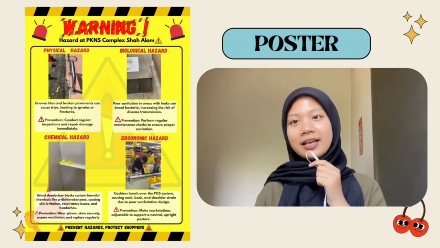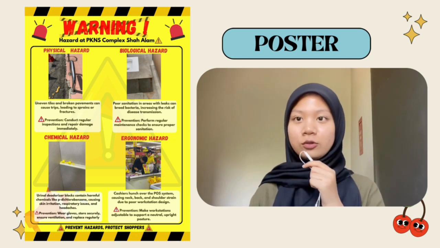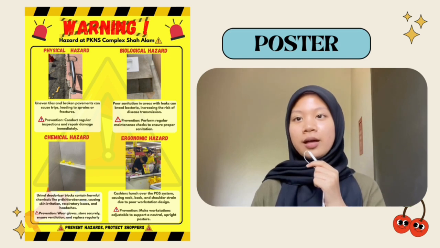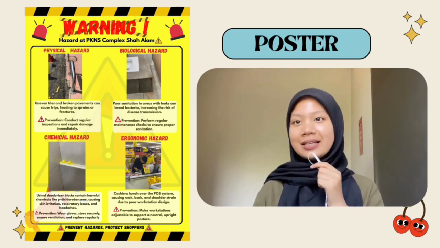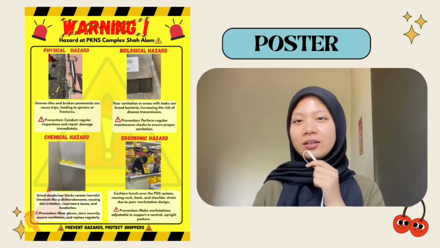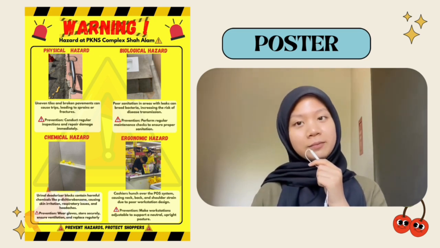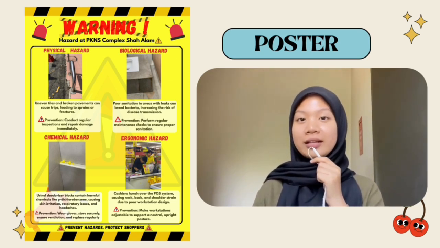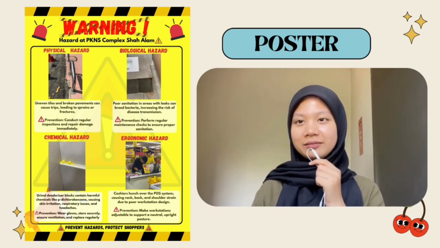Next, the biological hazard. Poor sanitation, especially in areas with water leaks, can allow bacteria to grow and increase the risk of disease transmission. The prevention is to perform regular maintenance and make sure the area is always clean and dry. Now for the chemical hazard. Urinal deodorizer blocks contain harmful chemicals that can cause skin irritation, breathing problems, and headache. To prevent this, workers should wear gloves, store the chemicals properly, and ensure good ventilation.